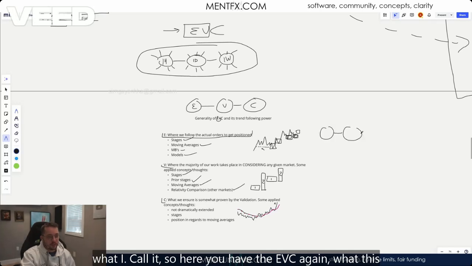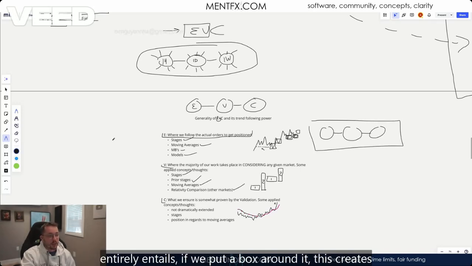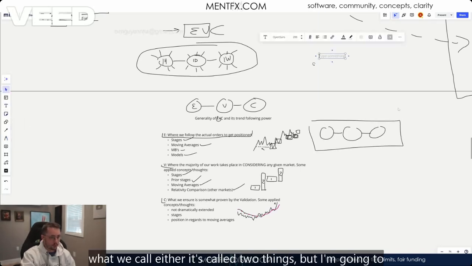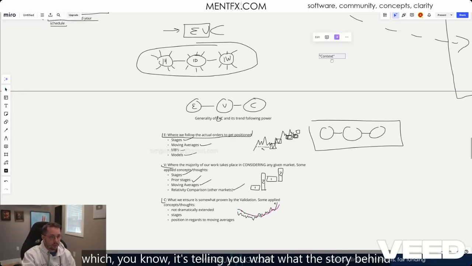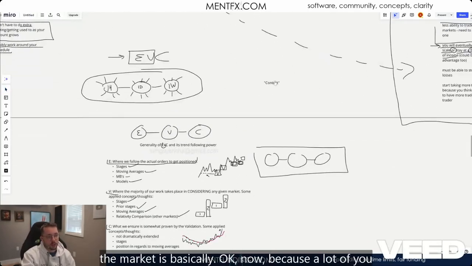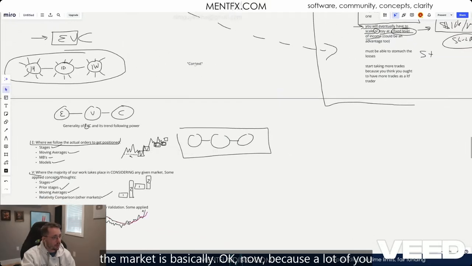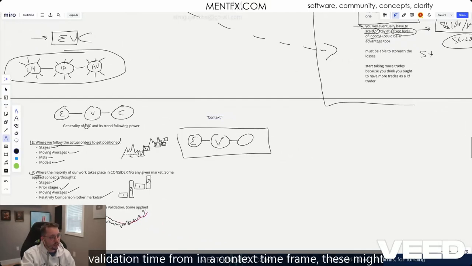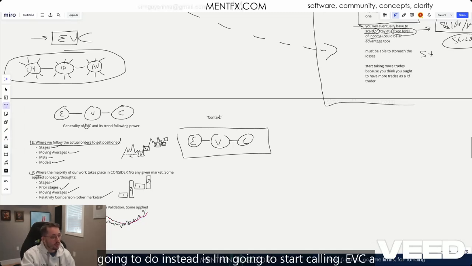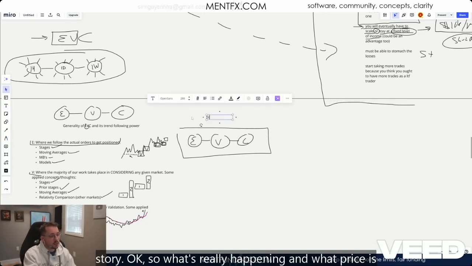So here you have the EVC again. What this entirely entails, if we put a box around it, creates what we call, well, it's called two things, but I'm going to make this very easy. It's called the context of the market, which is telling you what the story behind the market is, basically. Now, a lot of you should be seeing that we have an entry time frame, validation time frame, and a context time frame, and these might confuse you because they're the same thing. So instead, I'm going to start calling EVC a story.